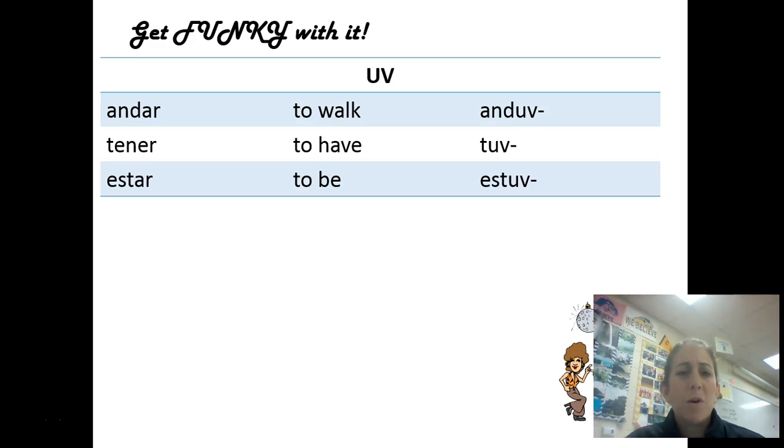Alright, so our UV funky stems. Andar might be a new word for you, means to walk, and it's anduv. Tener means to have, tuv. Estar means to be, and estuv. Now remember, these only work with our preterite conjugations.